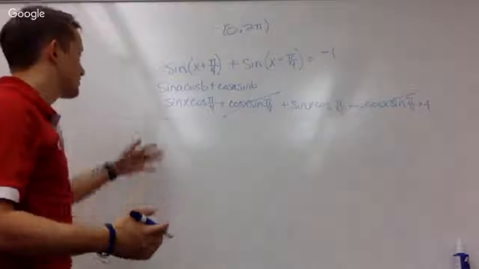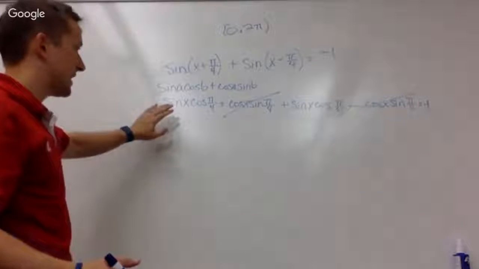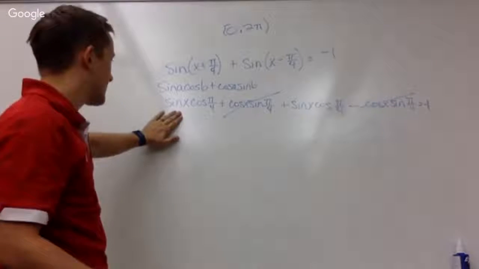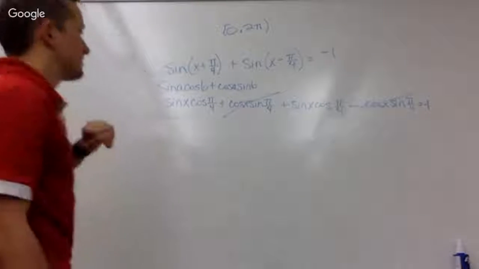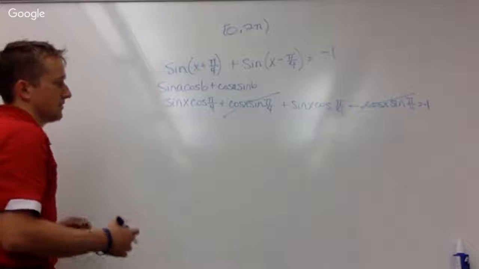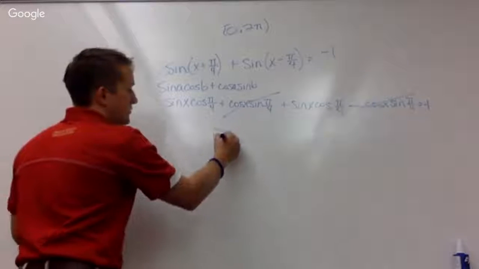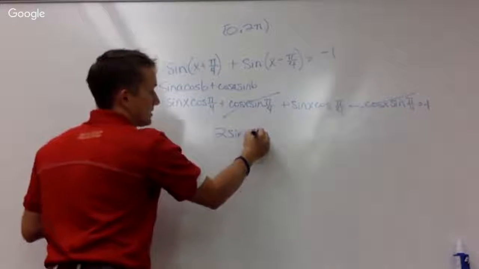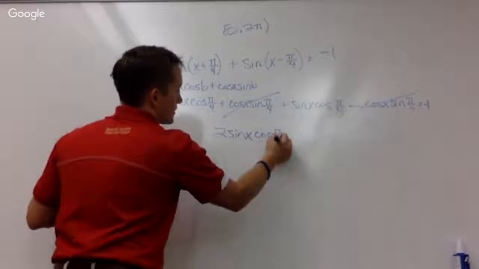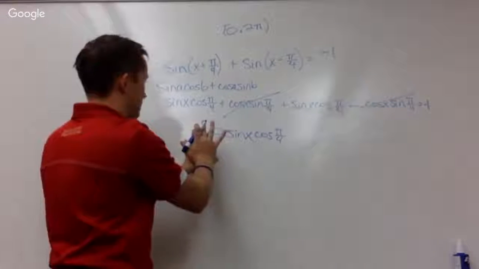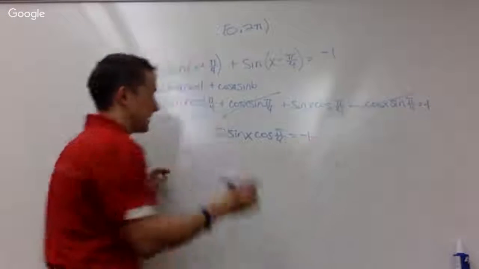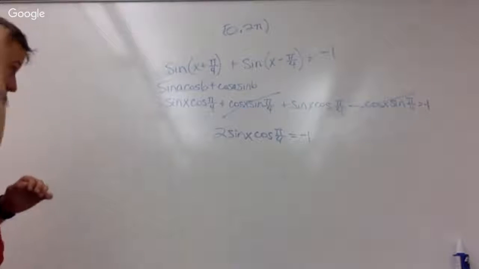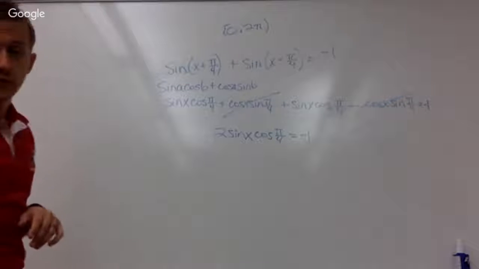So now we're going to go to our next part, and you'll notice that we have right now 2 sine x cosine of pi over 4s, right? Kind of two of them here. So what we can do is we can actually combine those. So we'll just say that we have 2 sine x cosine of pi over 4, because 1 plus 1, we combine them and keep the rest the same, and now we've got 2 sine x cosine of pi over 4 equals -1, okay? All right, now we're almost there, we're getting there.